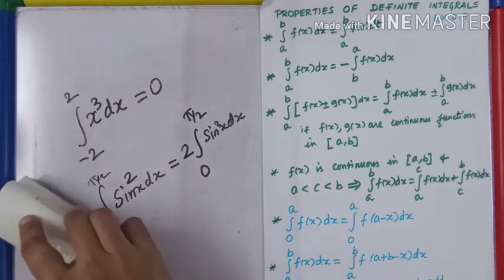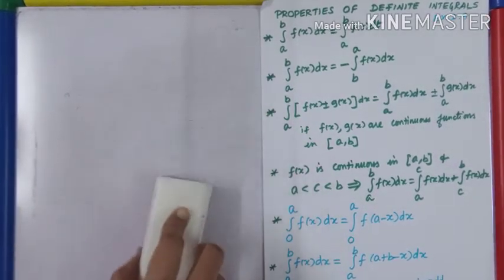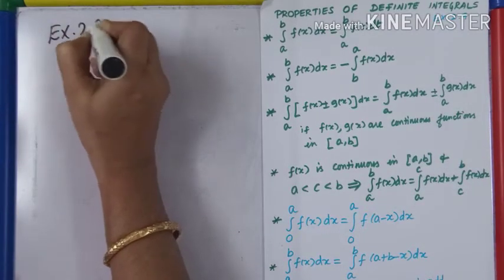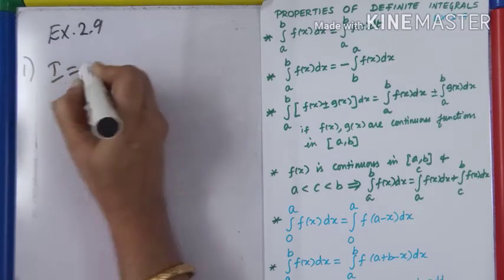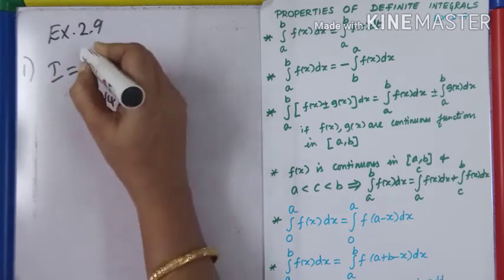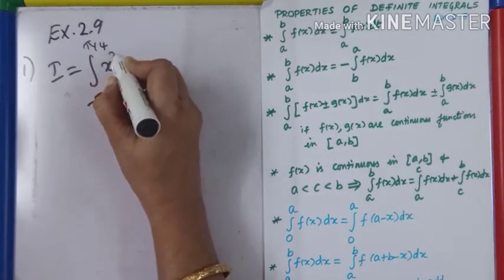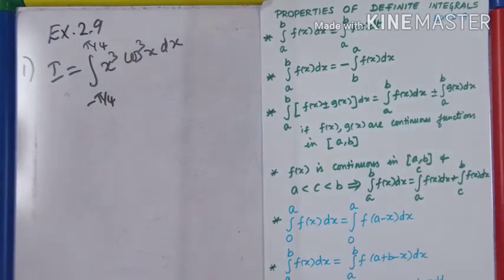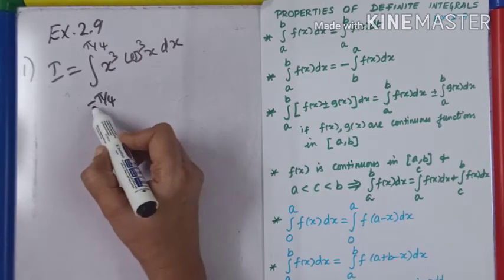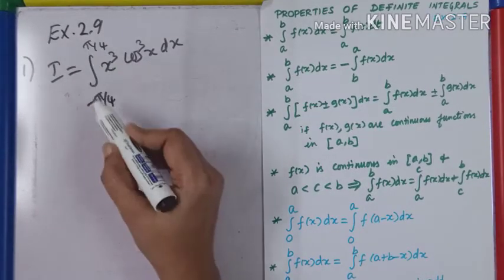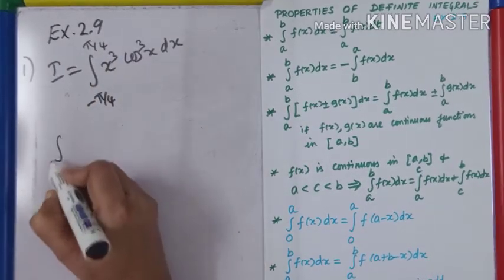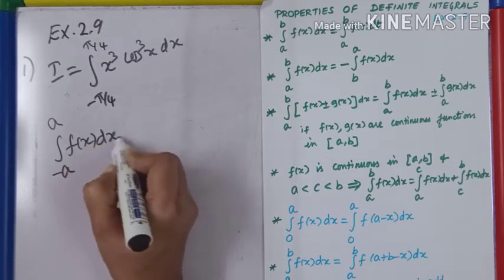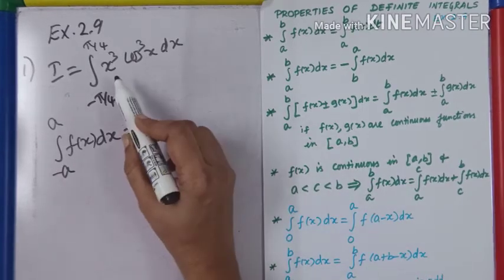So we shall start with the exercise now. It is exercise 2.9, question number 1. I equals integral minus pi by 4 to pi by 4 x cube cos cube x dx. What is your answer? It is from a negative number to a positive number. Same number. So what formula will I use? Minus a to a f of x dx. Tell me whether it is odd or even.